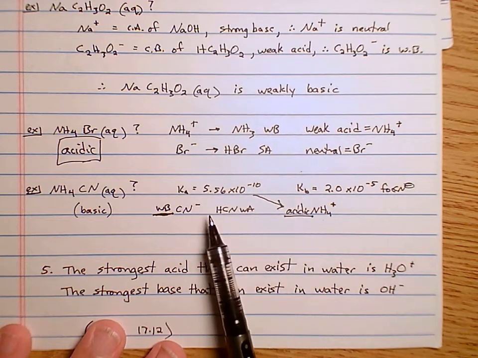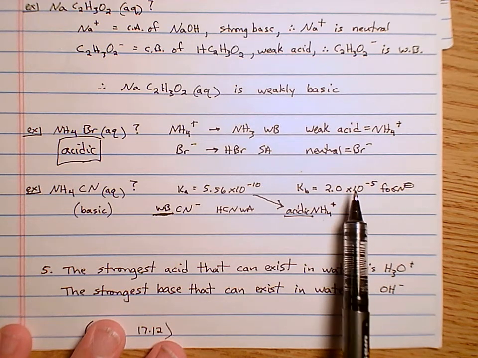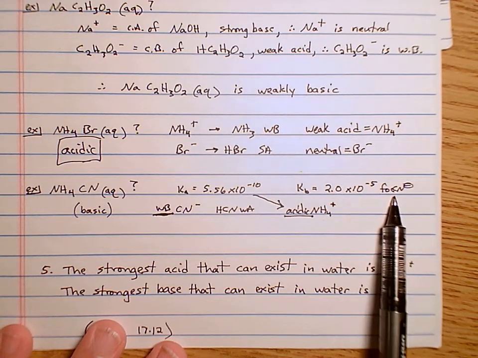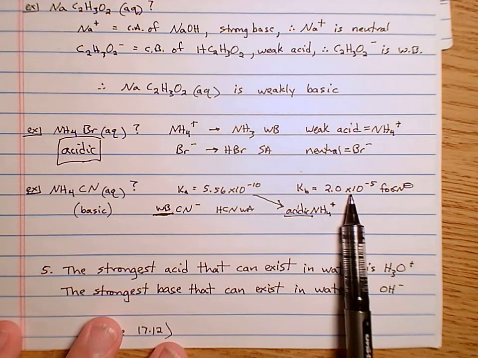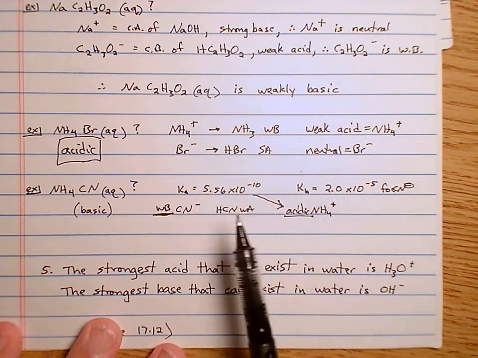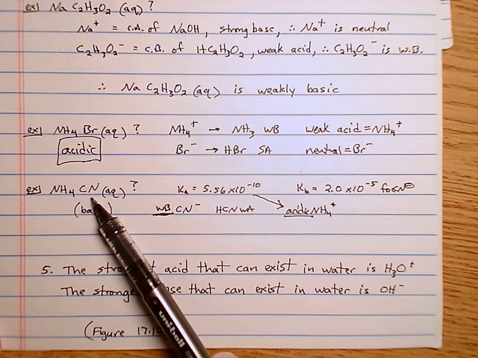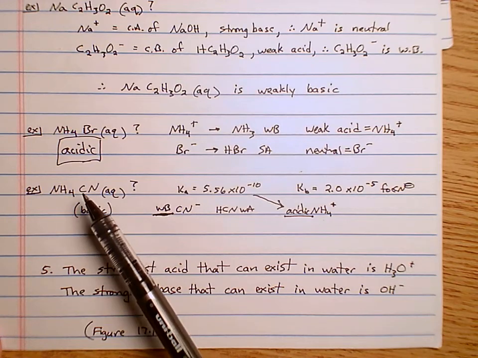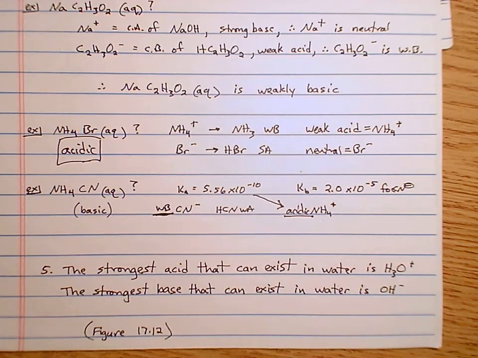The Kb for cyanide is 2.0 times 10 to the minus 5th, which is a larger equilibrium constant than this one, which means cyanide, having a larger equilibrium constant, affects the solution more than ammonium does. Since cyanide wants to turn it basic, this ammonium cyanide ionic compound will turn the water basic because cyanide is a stronger base than ammonium is an acid.